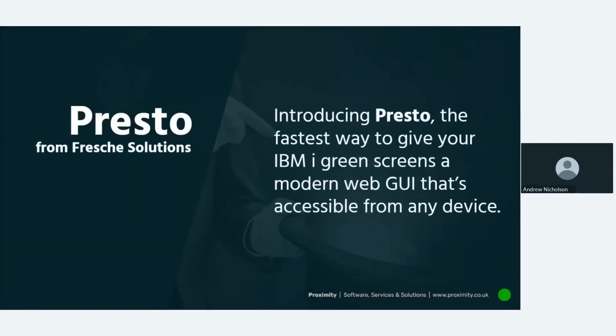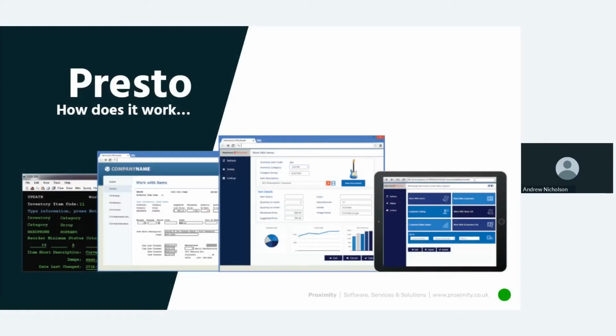Okay, well, today we're delighted to introduce you to Presto from Fresche Solutions, your answer to today and future modernization questions. The fastest way to give your IBM green screens a modern web GUI that's accessible from any device. So, how does it work and what does it do?